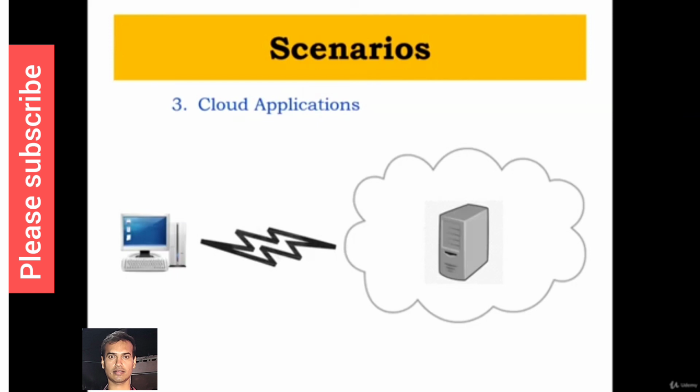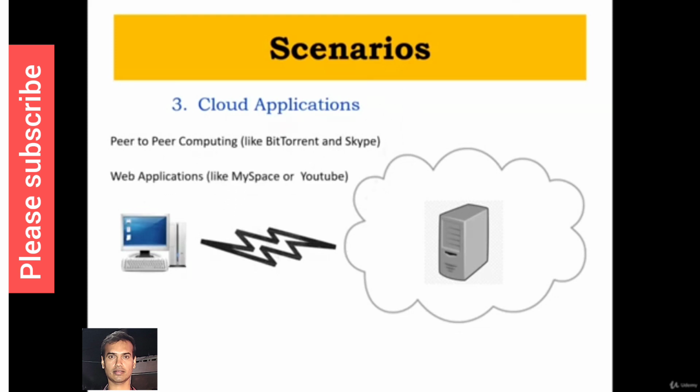Some cloud applications include peer-to-peer computing like BitTorrent and Skype. Second are web applications like MySpace or YouTube. Third is SaaS, like Google Apps. And fourth is software plus services, like Microsoft Online Services.